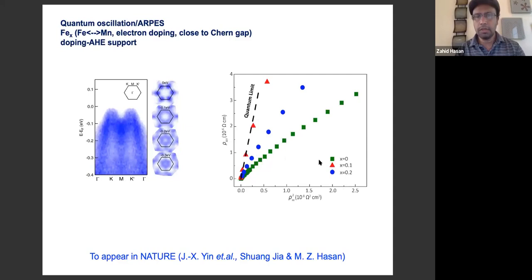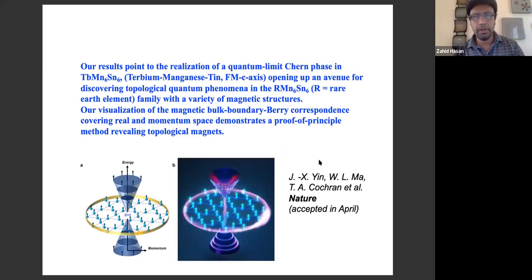I think this material class is not just one material. I showed data on the terbium manganese tin compound. There is a whole lot of magnets in this system, and it's so exciting that there is so much to do. And I think that so far, this is the largest gap Chern magnet where you can see Landau quantization and all of that massive Dirac physics.